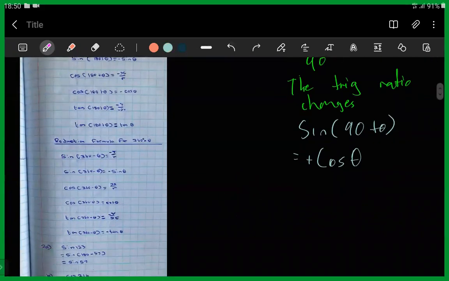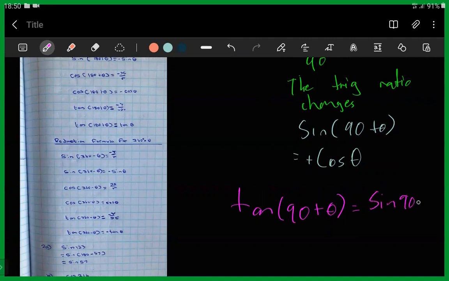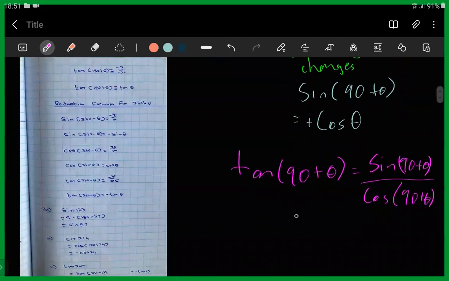If you have, let's say, tan of 90 plus theta, you have to change it to sine on the top and then cos at the bottom, because that's the ratio for tan. And then once you do this, you work with them individually.